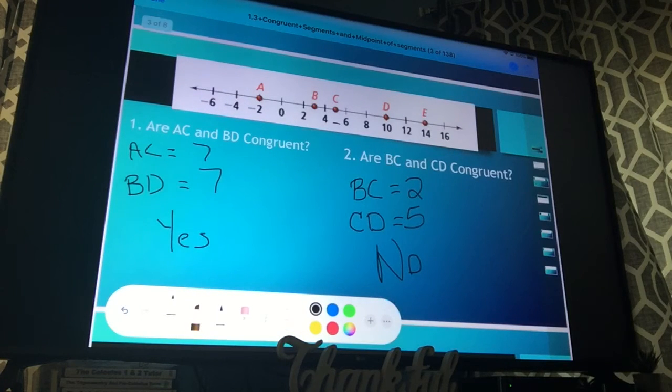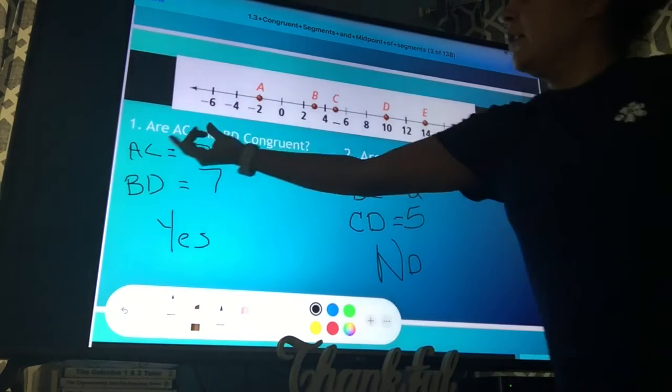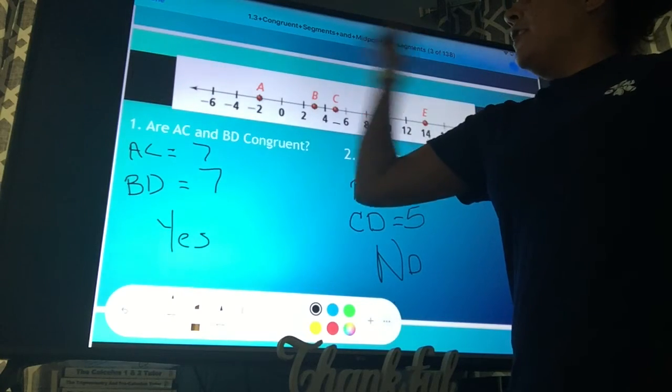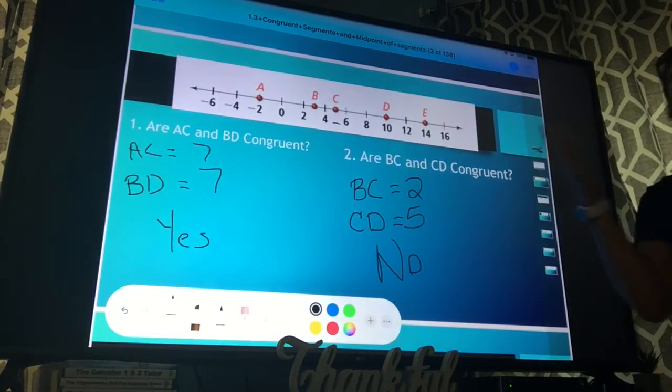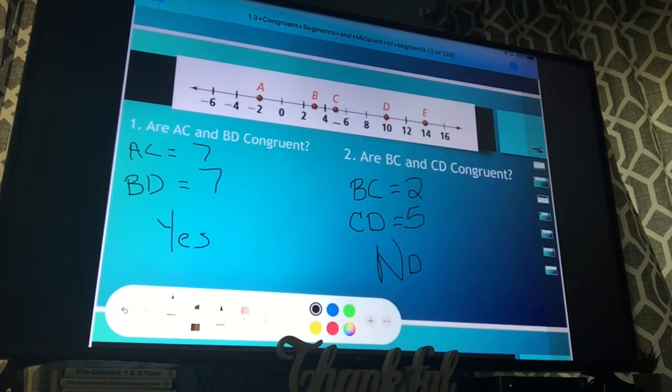So it's really just a matter of counting the length of one segment and the length of the other segment and saying yes or no, are they the same or not.